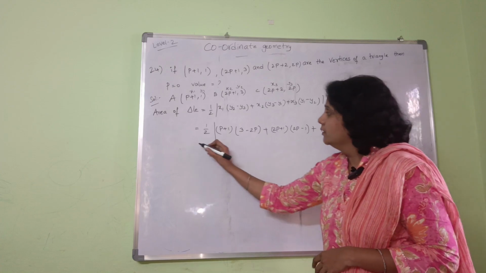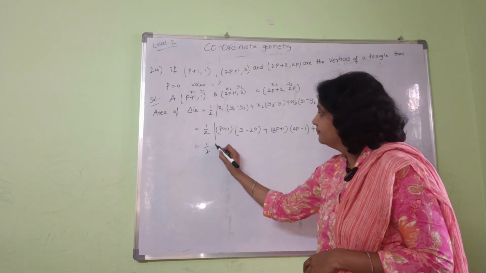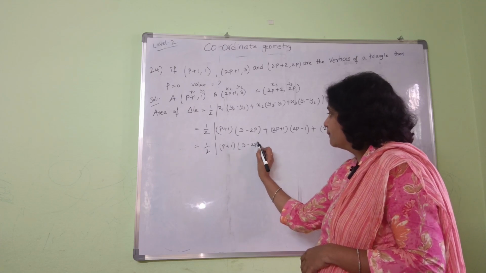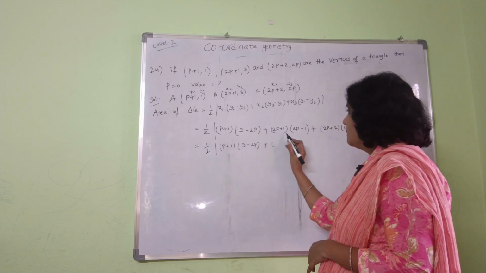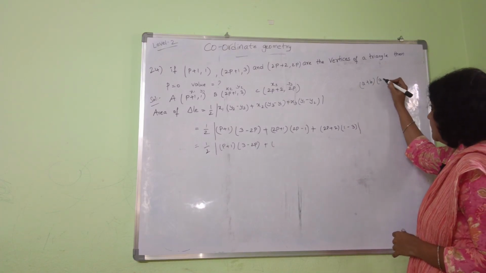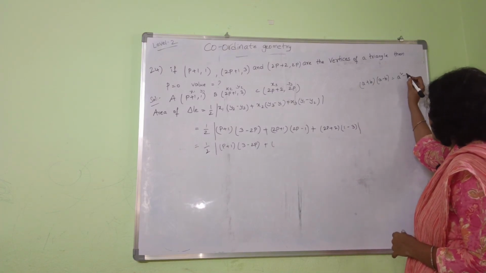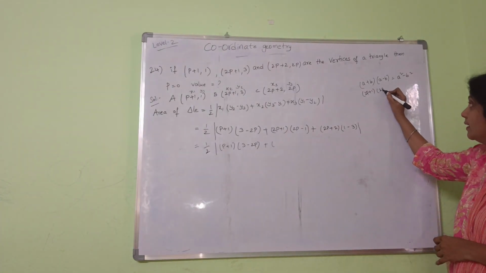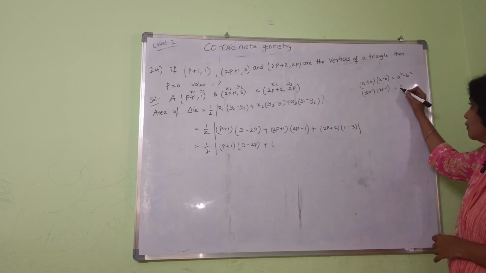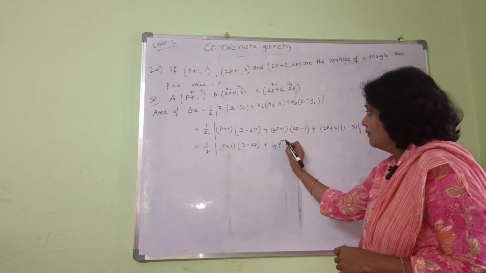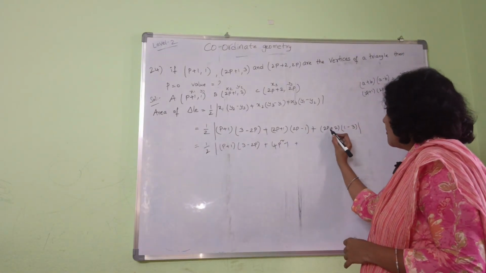Okay. So 1/2 mod of (p+1) into (3 minus 2p) plus (2p+1)(2p minus 1). What is the formula? (a plus b) into (a minus b) is equal to nothing but a square minus b square. Is it in this form? (2p+1) into (2p-1)? Yes. That is 4p square minus 1. So directly we can write it as 4p square minus 1 plus 2.